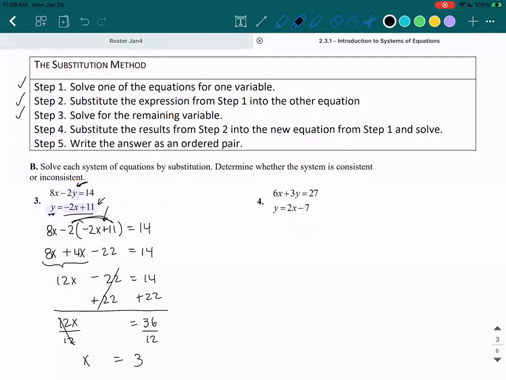Essentially what that means is we're going to take this answer, x equals 3, and plug it into the first equation, where we got the variable by itself. Remember, step 1 says, solve one of the equations for one variable. So that means we're going to plug it into this one. I don't want to scroll, so I'm just going to put a line there. We're going to plug it into this equation.